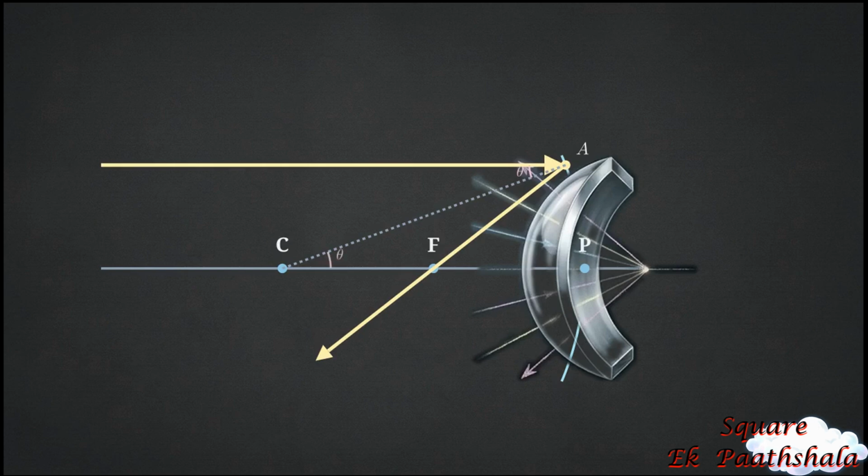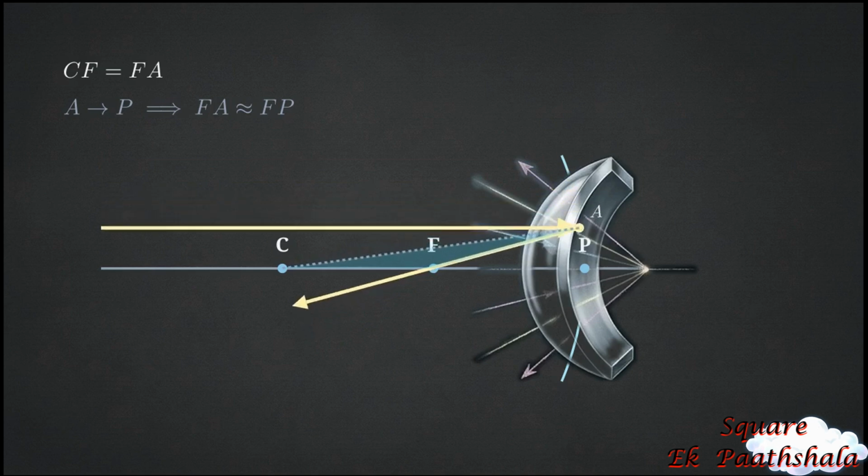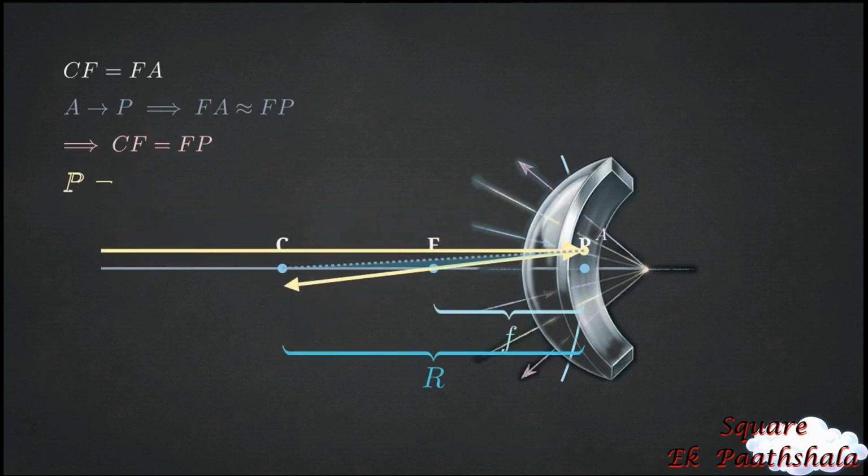Because the incident ray is parallel to the principal axis, the alternate interior angles, angle AIC and angle FCA, are equal. According to the laws of reflection, the incident and reflected angles also match. This gives us an isosceles triangle right here at CAF. Because the two angles match, the two sides match, proving mathematically that the focal length is exactly half the total radius of curvature.